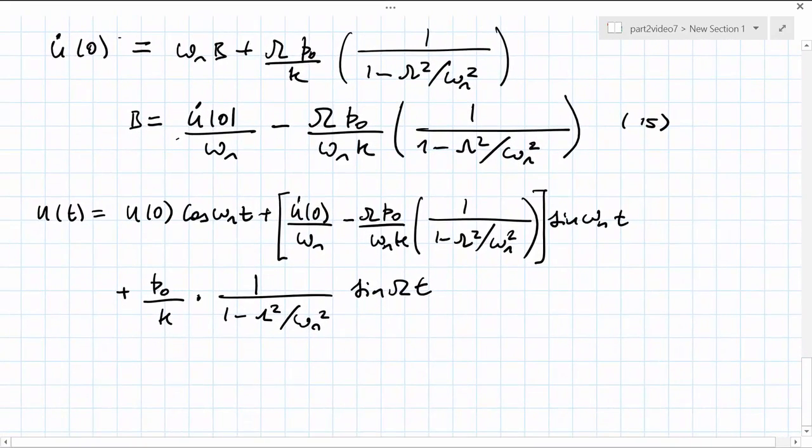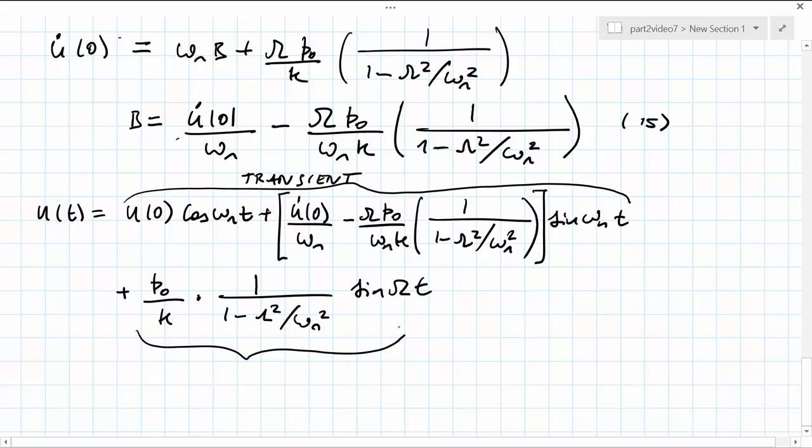The first part of this equation we will call the transient component, and the second part we will call the steady state component.